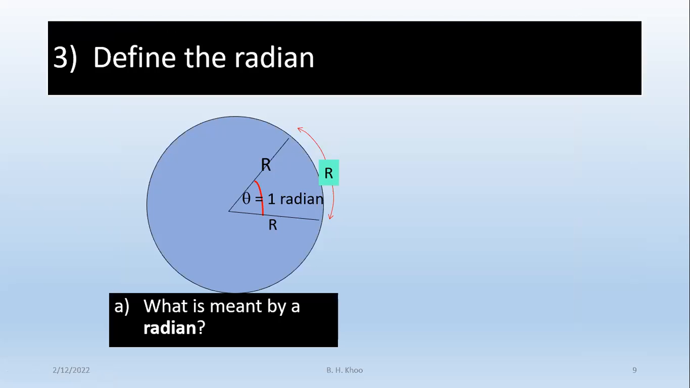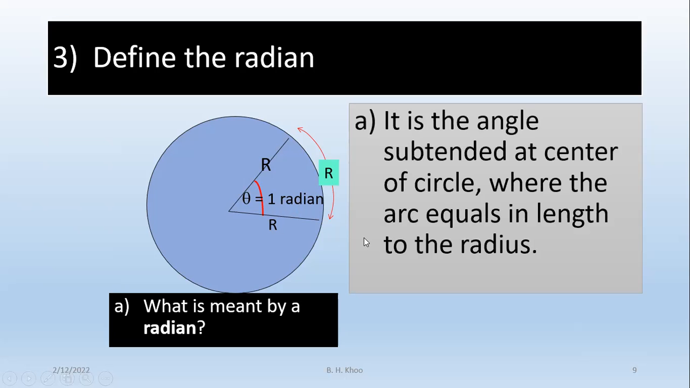And we define the radian. What is meant by a radian? As long as that is the radius of the circle, that is your r, and the arc length is the same as the radius of the circle, then we call this one radian. It's the angle subtended at the center of the circle where the arc length equals the radius of the circle.